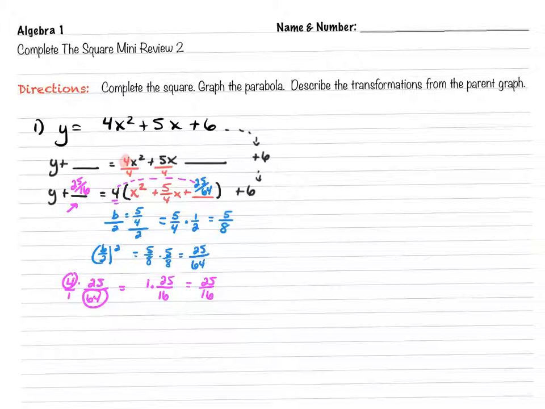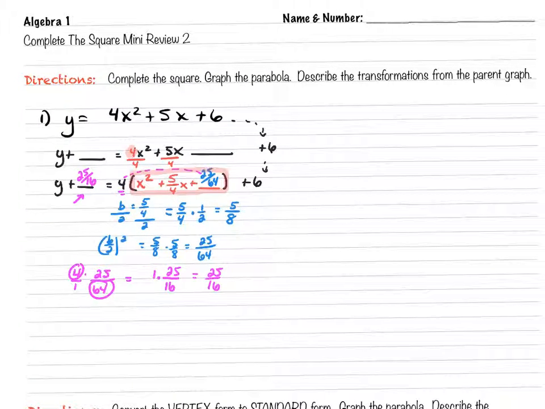Now from there, again, the whole reason that we decided to use the number 25/64 was that we could factor this into a perfect square trinomial. So we're going to continue factoring that perfect square trinomial. So I'm going to leave the left side as y plus 25/16, and the right side should equal 4, and then in parentheses, we know how this factors. It always factors into x plus b over 2 squared, and then there's the plus 6 at the end. So for us, we know our b over 2 value was 5/8. So instead of calling it b over 2, I can replace that with its actual value of 5/8.